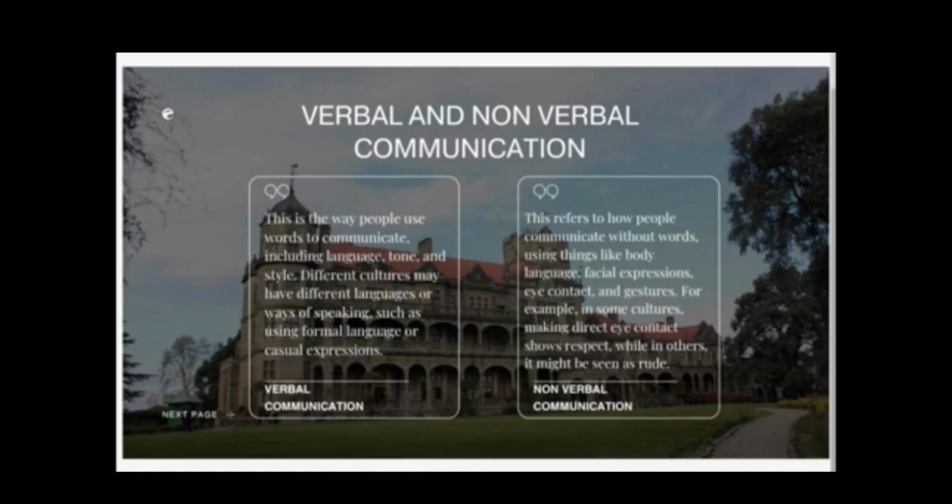Next one is verbal and non-verbal communication. Verbal communication is the way people use words to communicate, including language, tone, and style. Different cultures may have different languages or ways of speaking, such as using formal language or casual expressions. Non-verbal communication refers to how people communicate without words, using things like body language, facial expressions, eye contact, and gestures.